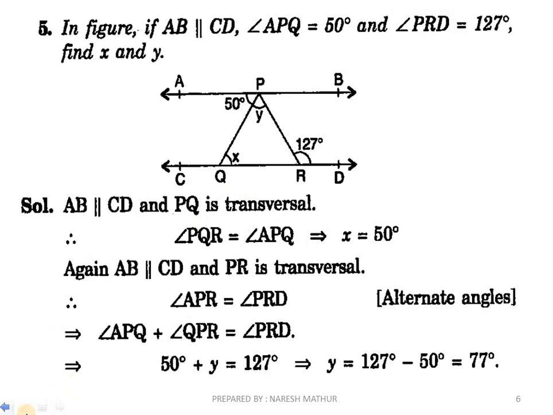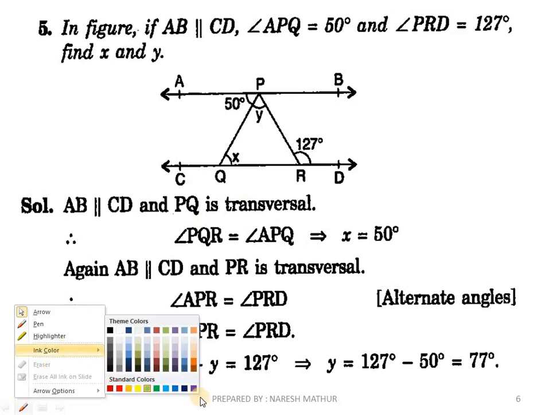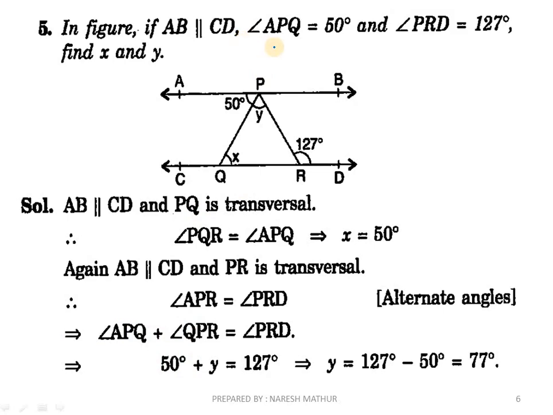In the next question, we are given AB is parallel to CD and angle APQ equals 50 degrees, PRD equals 127 degrees. We need to find x and y. First of all, angle x would be 50 degrees, because as AB is parallel to CD, these angles are alternate interior angles. So angle x equals 50 degrees. Now see, this whole angle 50 plus y equals 127. So from here we can get the value of y, which is equal to 77.